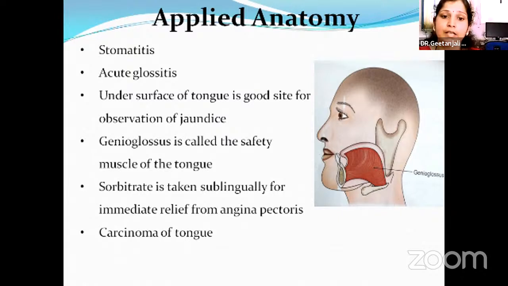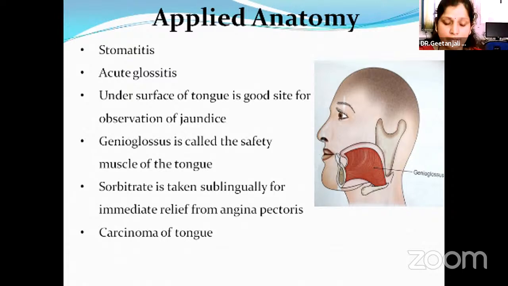Then next, genioglossus muscle is called the safety muscle of the tongue. See here, this is the fan-shaped genioglossus muscle, and this muscle is called the safety muscle or life-saving muscle of the tongue. Why is genioglossus called the safety or life-saving muscle of the tongue? Because if it is paralyzed, the tongue will fall back on the oropharynx and block the air passage. Hence, genioglossus is called the safety muscle of the tongue.